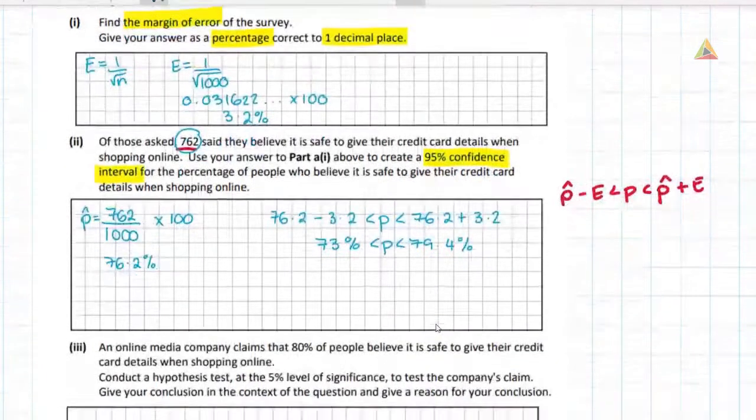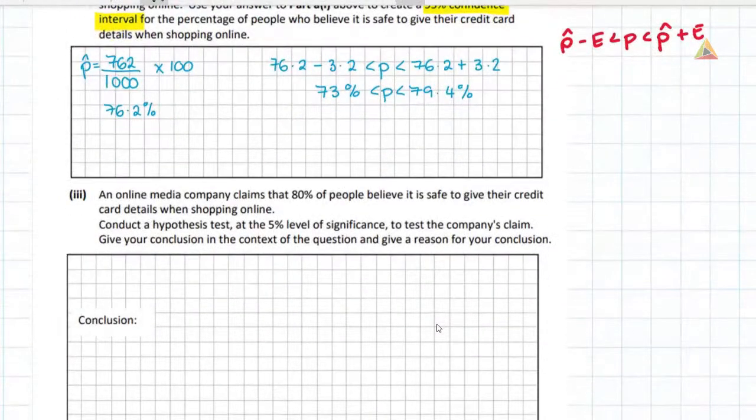So an online media company claims that 80% of people believe it is safe to give their credit card details when shopping online. So this is the claim here that 80% say it's safe. Conduct a hypothesis test at the 5% level of significance to test the company's claim. So again, this is saying at a 5% level of significance, which just means use your 95% confidence interval. And it will always be use your 95% confidence interval when you're carrying out a hypothesis test. Give your conclusion in the context of the question and give a reason for your conclusion.